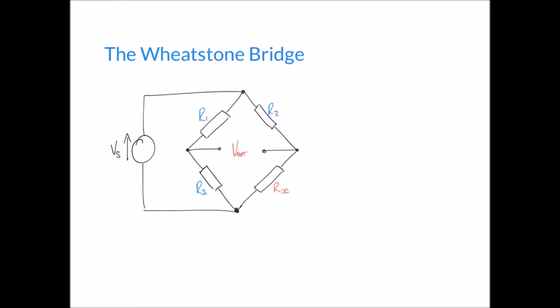So the Wheatstone Bridge, to begin with, is characteristically drawn in this way as a sort of diamond arrangement of resistances. So I've got on my diagram R1, R2, R3, and then our unknown resistor Rx, which is the resistor we're trying to determine the value of.